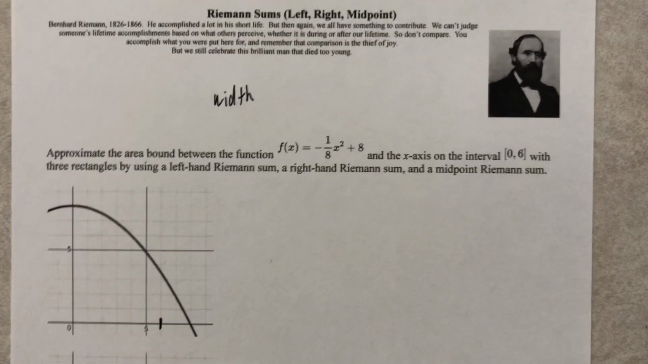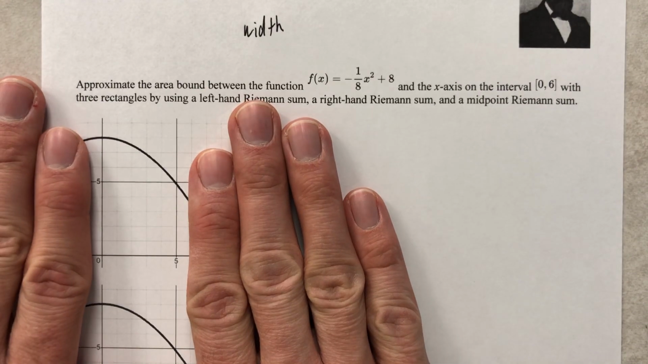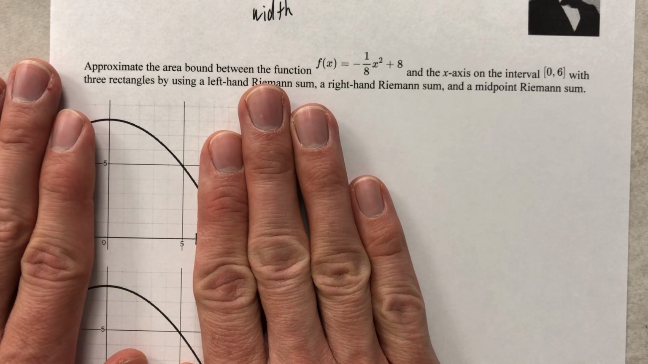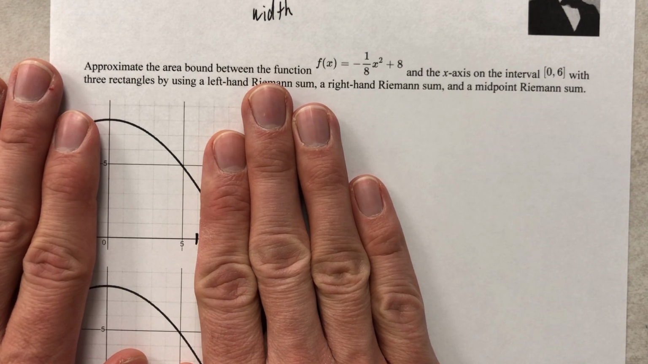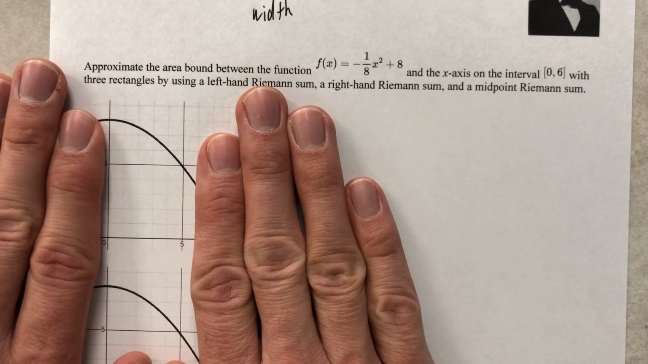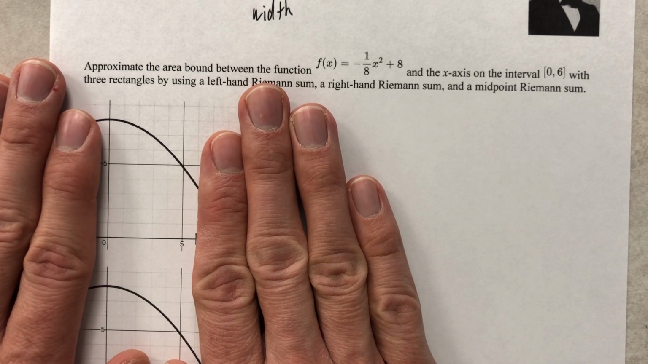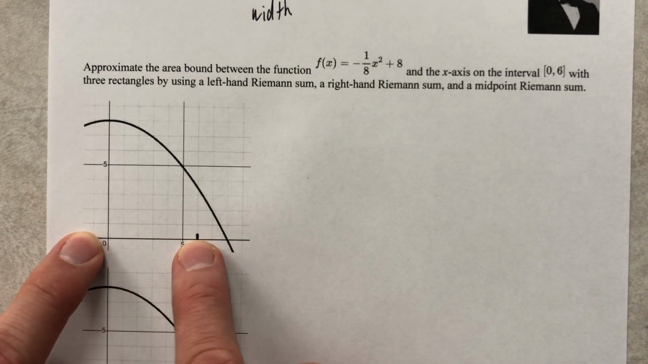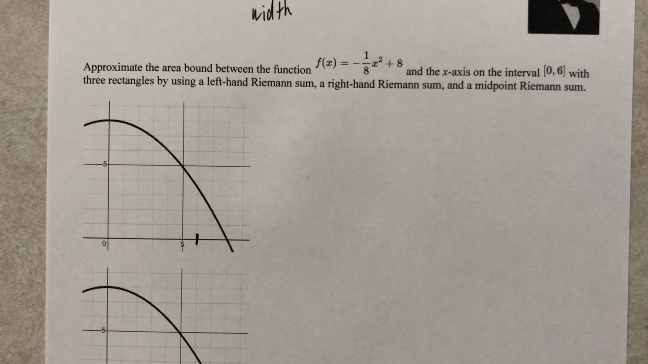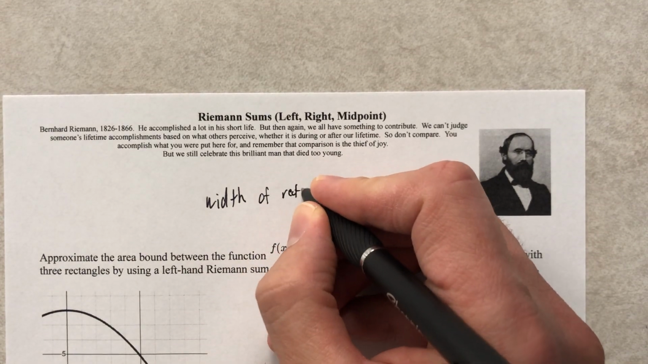of the rectangles. What do you mean rectangles? If I had to squeeze 3 things in here of equal width from 0 to 6, how wide would each one be? So I've got to squeeze 3 things from here to here. How wide is each one? 2, right? Because the distance is 6, we divide it by 3 and we get 2, and nobody is surprised.